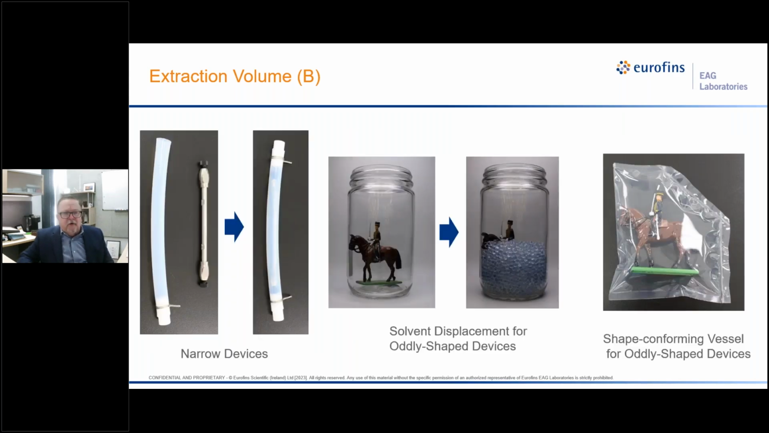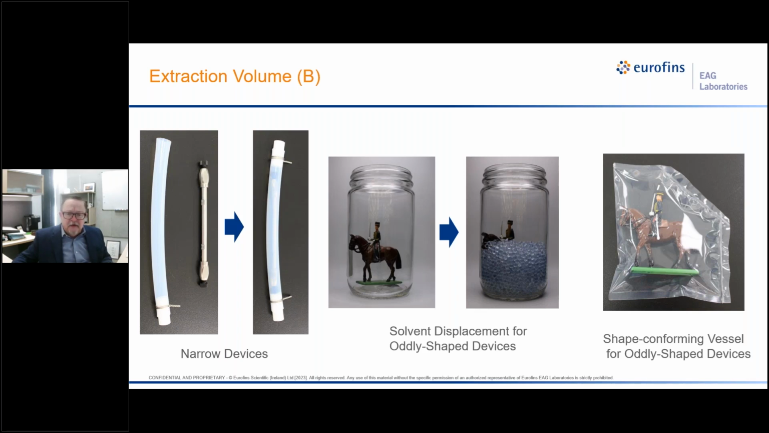Talking about that a little bit further, the case on the left here is a very narrow device, and trying to submerge that in a jar with minimal solvent can be very challenging. So, we found that using PTFE tubing can be one way to get around this challenge. You're really maximizing solvent contact. Filling up that tube is a lot easier than filling up a jar, and you have a lot less solvent than if you try to fill up a jar and submerge this device.